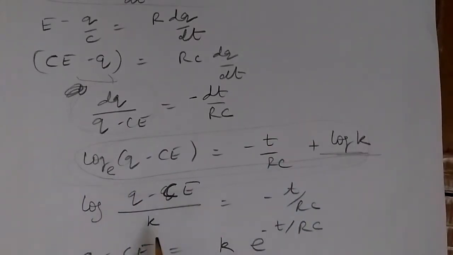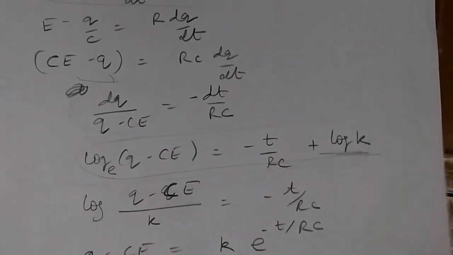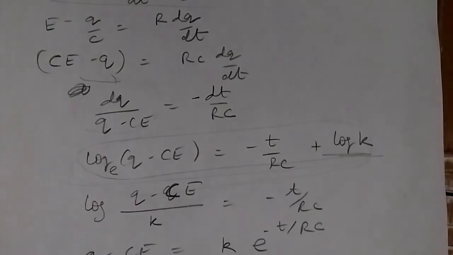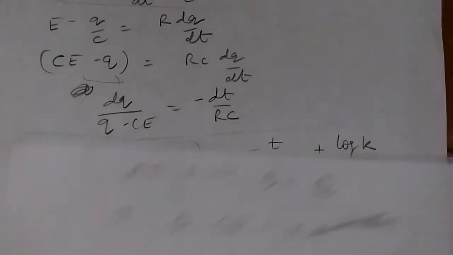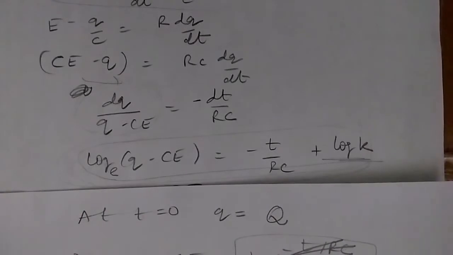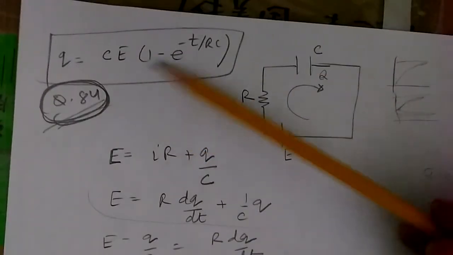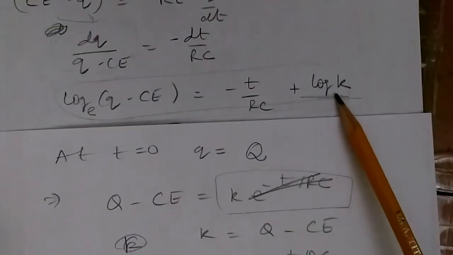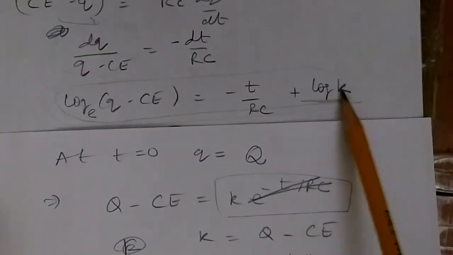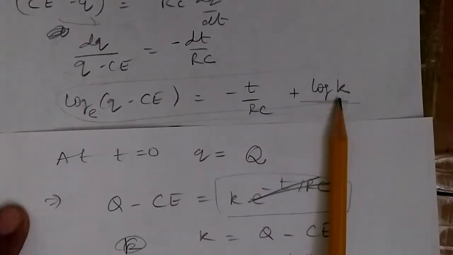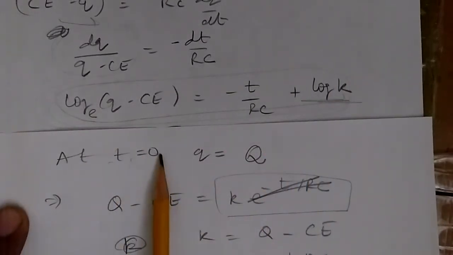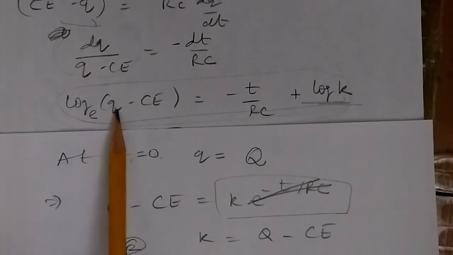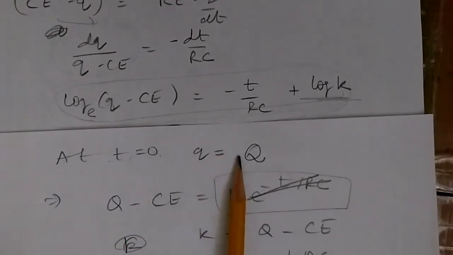Okay, before we move further, let's simplify it a little bit. In the derivation of the original formula, we assumed that at t equal to 0, Q is equal to 0, and that's how we found the value of log K or K. But here the initial condition is that at t equal to 0, this Q is not 0, it is capital Q.